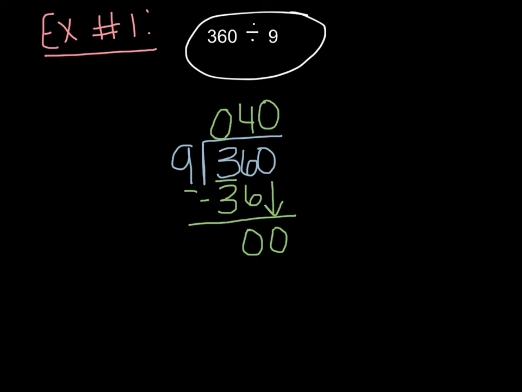0 times. So our first real number other than 0 was the 4. And that went above the 6, because 9 went into 36. We didn't put it above the 3 because 9 can't go into 3. 9 goes into 36, so we put it over the 6 because that's the last digit of 36. So 40 is our answer.